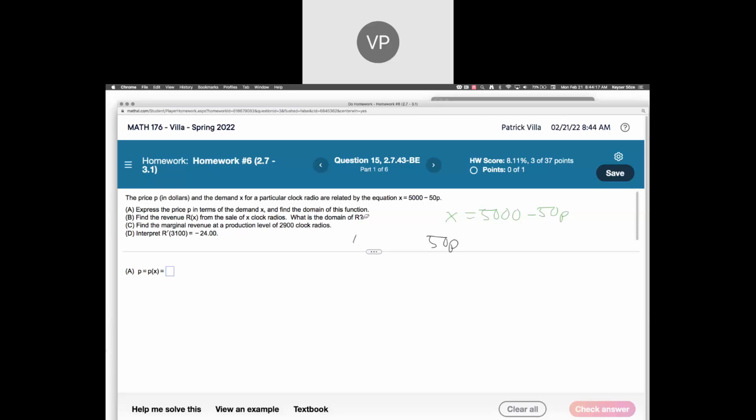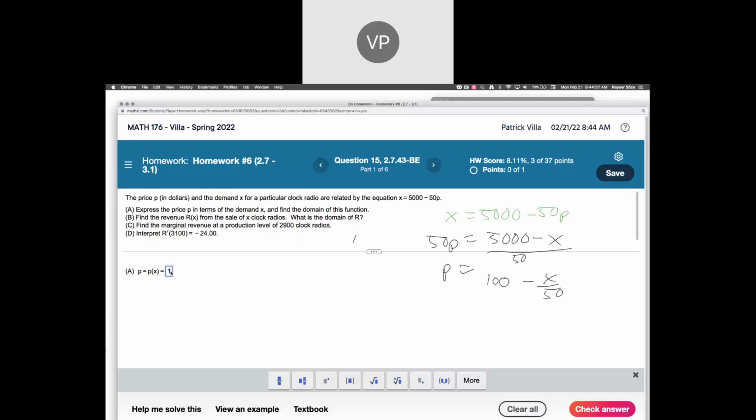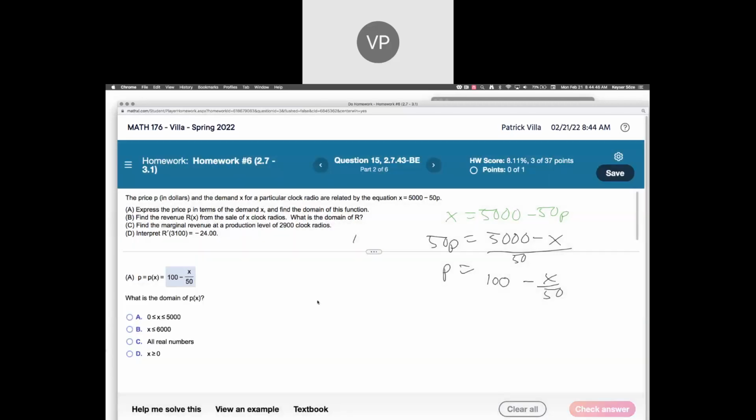So I take that and I'm going to solve for P. So move the P over here. Let's move the X over there and divide everybody by 50. And we get 100 minus X over 50. So that is our P function: 100 minus X over 50. And we're good on that.